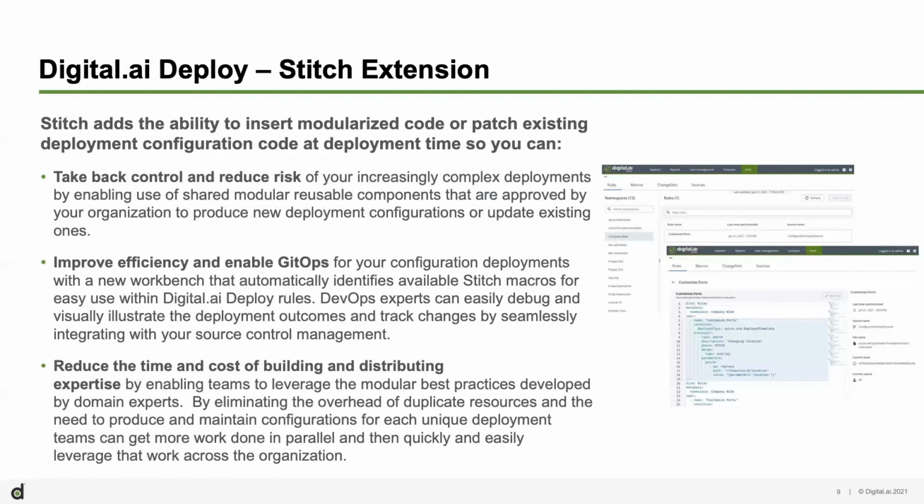And so I can enable teams to leverage these modular best practices that are developed by the domain experts instead of trying to have these domain experts in each team. And this really helps eliminate overhead of duplicate resources, the need to produce and maintain configurations for each unique deployment. And teams get more work done in parallel, and then they can quickly and easily leverage the work across the organization. So really helping to reduce the time and cost of building and leveraging the expertise.